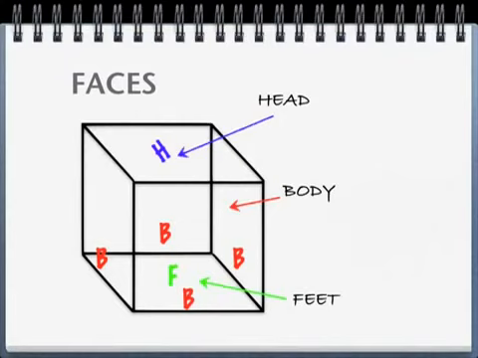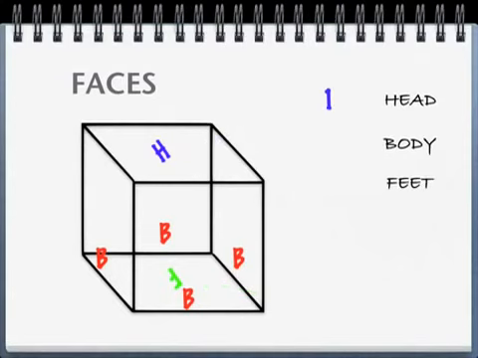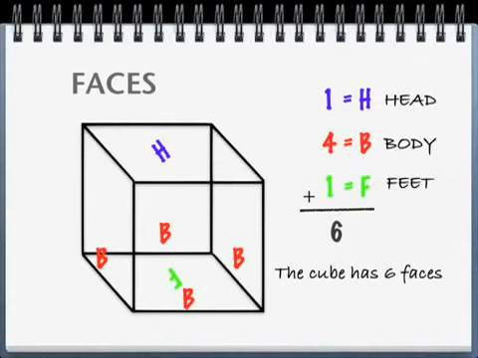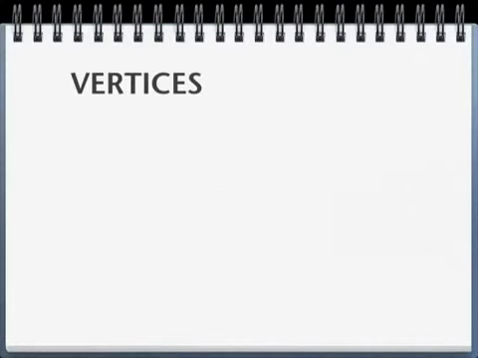So I do this instead of drawing X's, because then they get their X's all mixed up. They don't know what they've counted. I mean, the F for feet could be one of the sides for body. They can get very confused on faces. So then we total them up. My F got upside down, but we have 1 H, 1 head. We have 4 B's for body, and we have 1 F for feet. We add those together, and that'll give me 6 faces. The cube has 6 faces.